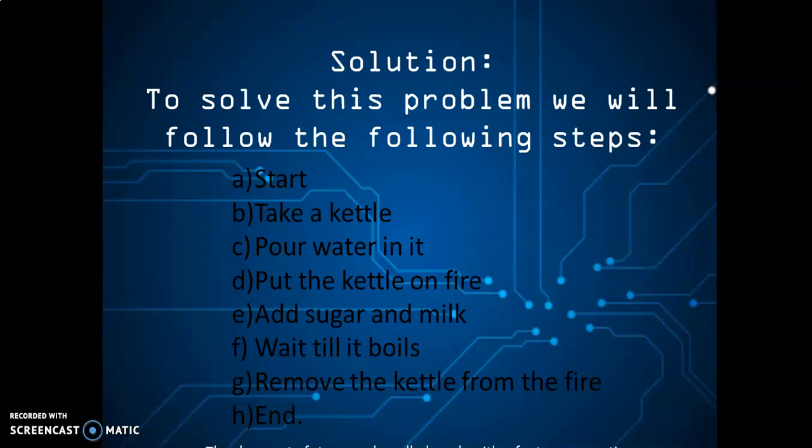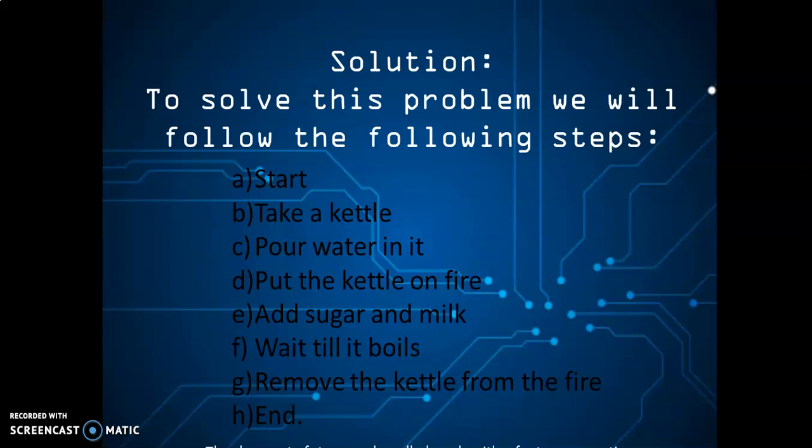The third step is pour water into it, then put the kettle on fire, add sugar and milk, wait till it boils, remove the kettle from the fire, and end. If you follow this algorithm, you should be able to get a nice cup of tea.